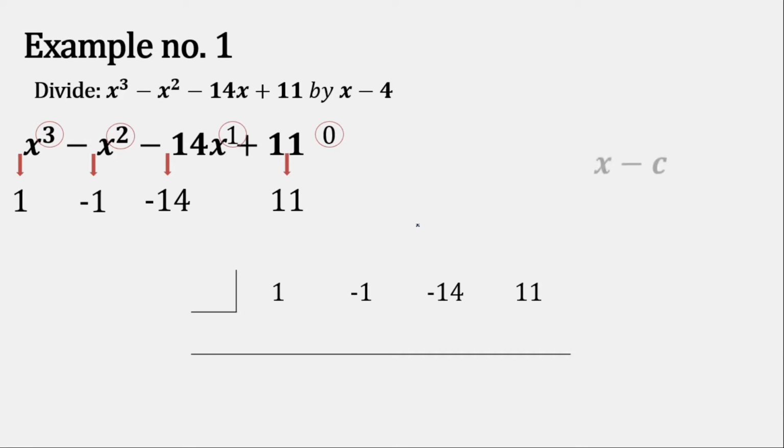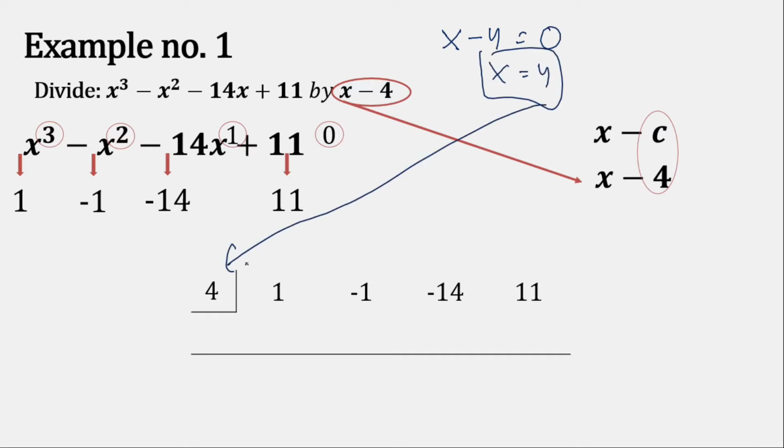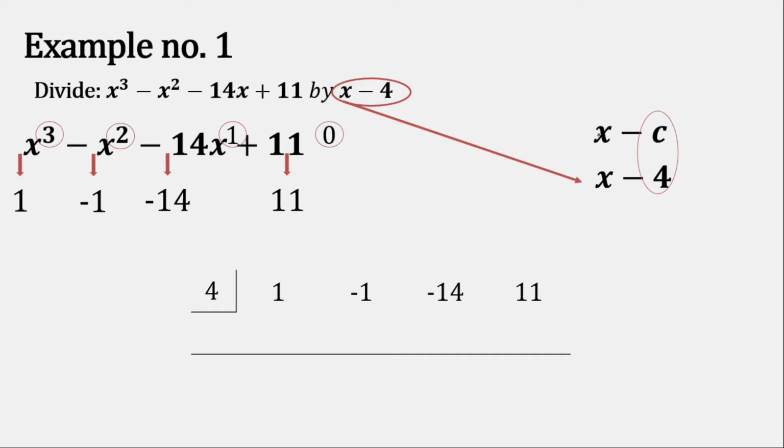Now let's go to the divisor. Our divisor should be in the form of x minus c. So this is our divisor, x minus 4. And if we're going to find the value of c, that is 4. So therefore, 4 is our synthetic divisor. Notice that in the step a while ago, it says that it is easy for us to equate it to 0, then find the value of x. And that would be the value of our divisor. So for those of you who are confused on how this works, just equate this to 0 and find the value of x, and that would be our divisor.